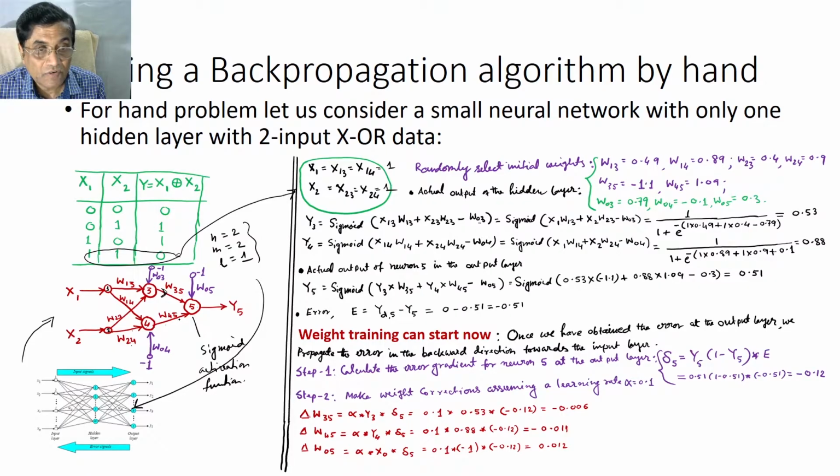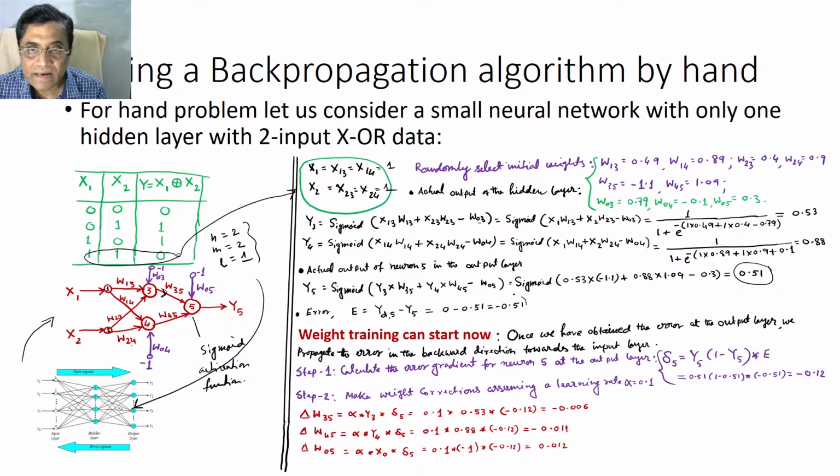So these and these are known. Again, the activation function is known. This is known. So what is the actual output here? 0.51. So what should it have been? 0, because this is the XOR pattern which I am teaching. So it should have been 0, but somehow we got 0.51. So the error is minus 0.51.